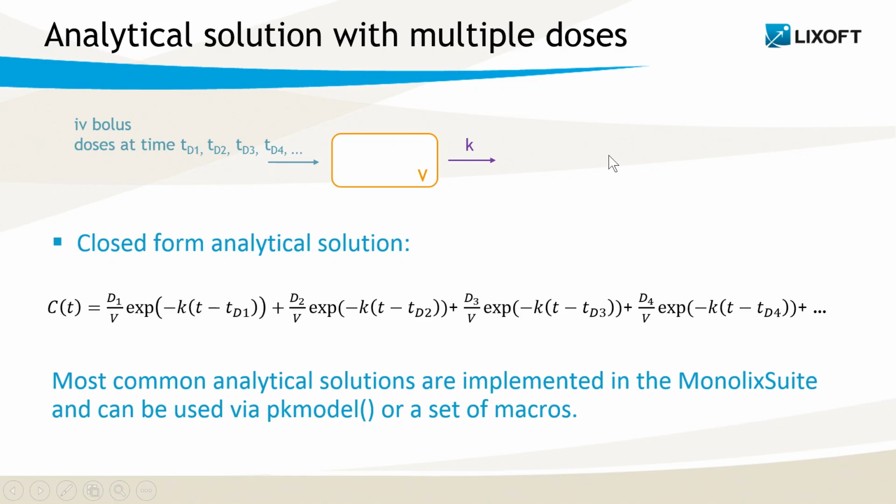The analytical solution is easy to write when there is only one dose, but when several doses are present and the superposition principle applies, then it can be a bit cumbersome to write, as you can see here. Luckily, the analytical solutions of the most common PK models are already implemented in the Monolix suite. They can be called via the PK model macro or a set of elementary macros.